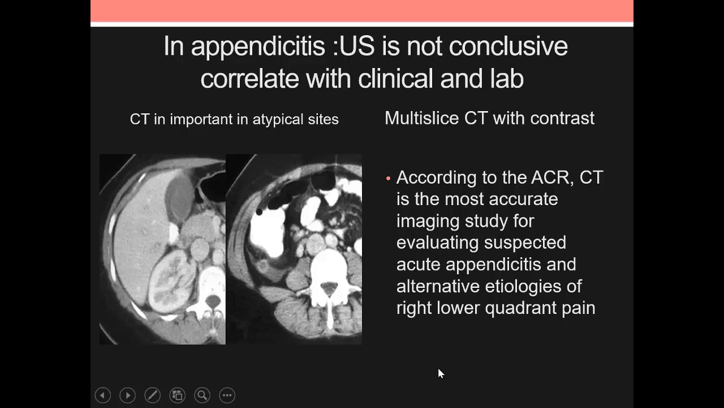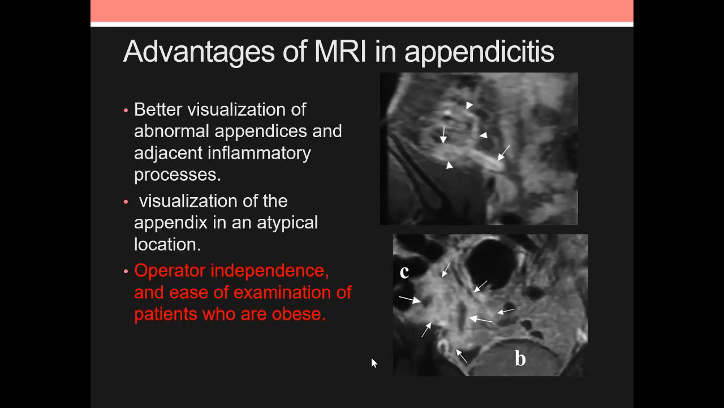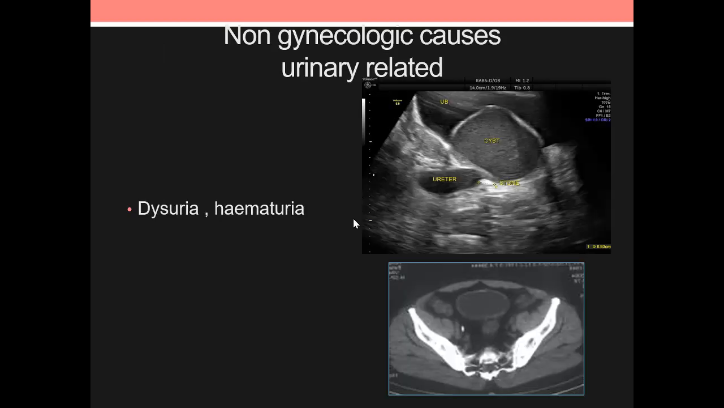Multi-slice CT with contrast is the most accurate imaging study for evaluating suspected acute appendicitis in cases of right lower quadrant pain. MRI also can detect appendicitis, with better visualization of the abnormal appendix and the adjacent inflammatory process. This is the appendix on MRI, and there is an adjacent inflammatory process seen. We can also visualize the appendix in an abnormal or atypical location. It is not operator dependent, and we can examine obese patients. We can see the inflamed appendix on MRI.